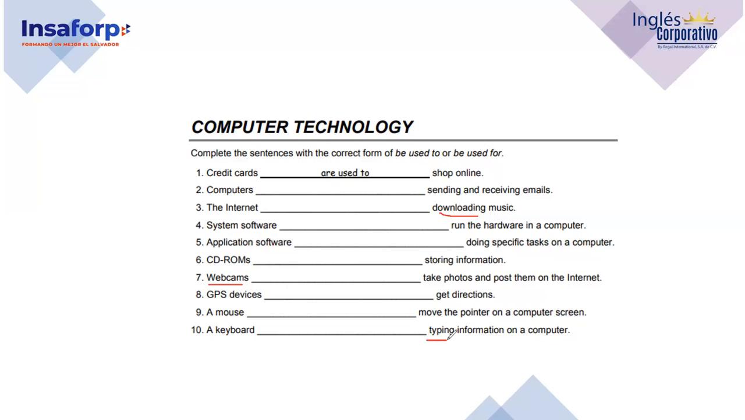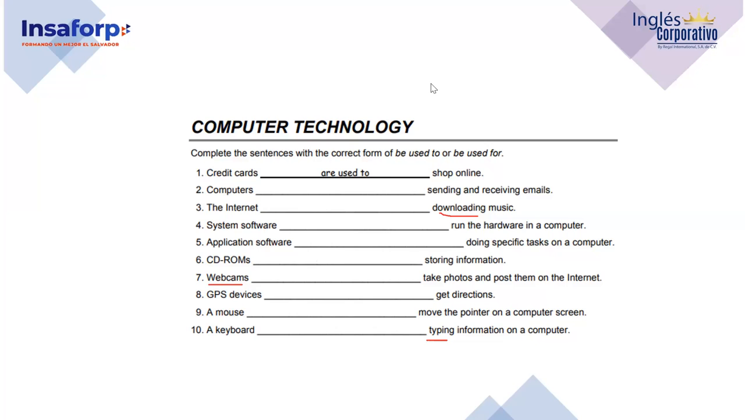How is the verb? Is this gerund or infinitive? Gerund. Which one do we use? For or to? Before. For. Exactly. So you have to fix the sentence. A keyboard are used for typing information on a computer.